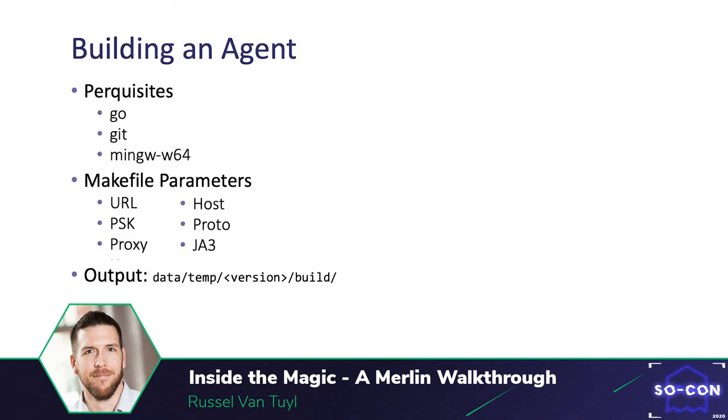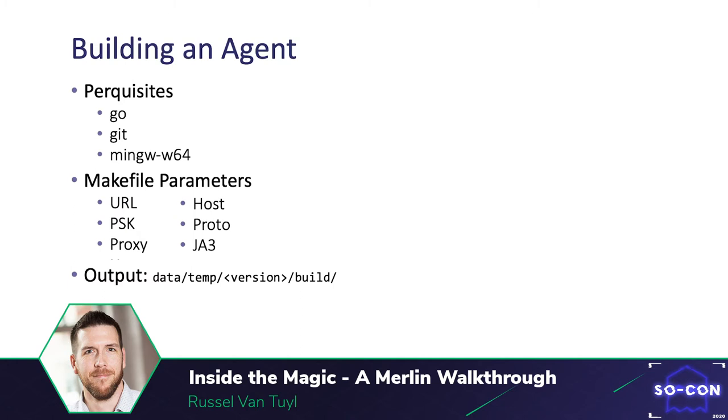You can download a pre-compiled version of Merlin from the GitHub page. I do recommend that as it's easy to use, but sometimes you might find yourself in a situation where you'd like to compile the agent yourself. This is useful when you want all of your values hard-coded in, so that way you don't have to pass command line parameters when executing it.